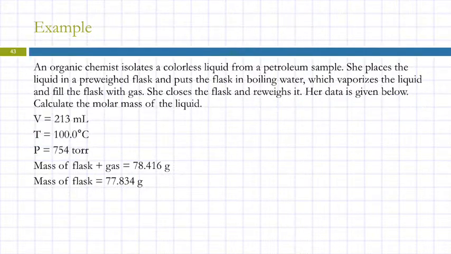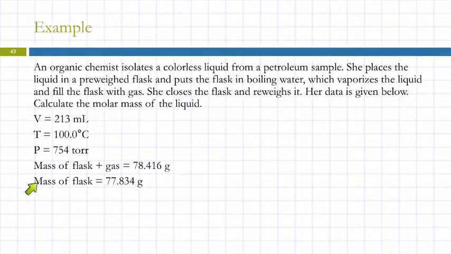Let's do another example. This one's more like what you would actually do in lab. So an organic chemist isolates a colorless liquid from a petroleum sample. She places the liquid in a pre-weighed flask and puts the flask in boiling water, which vaporizes the liquid and fills the flask with gas. She closes the flask and reweighs it. Her data is given below. Calculate the molar mass of the liquid.